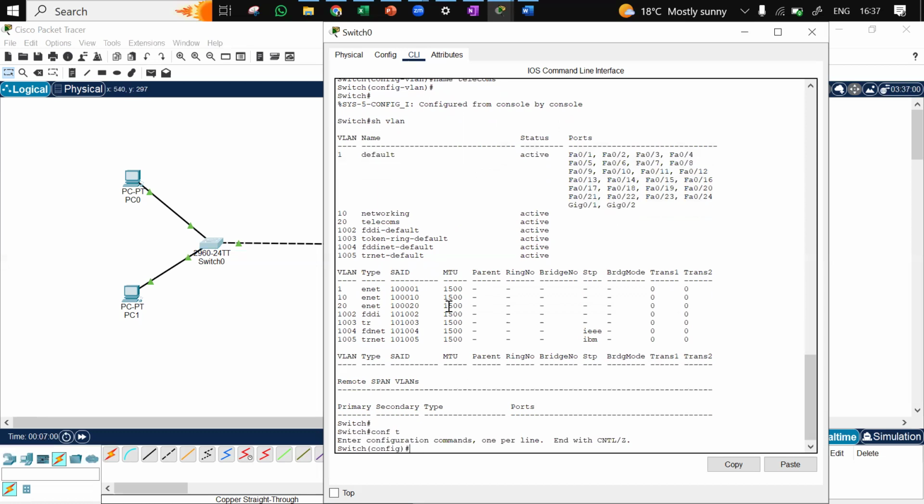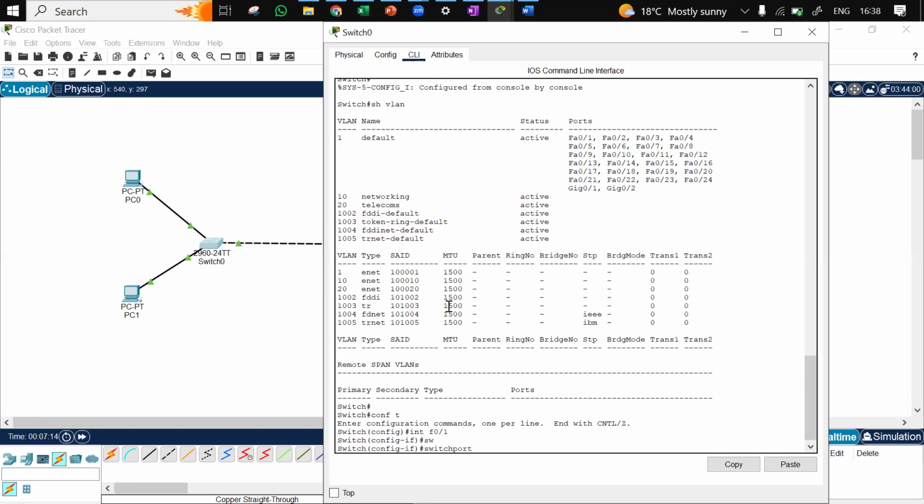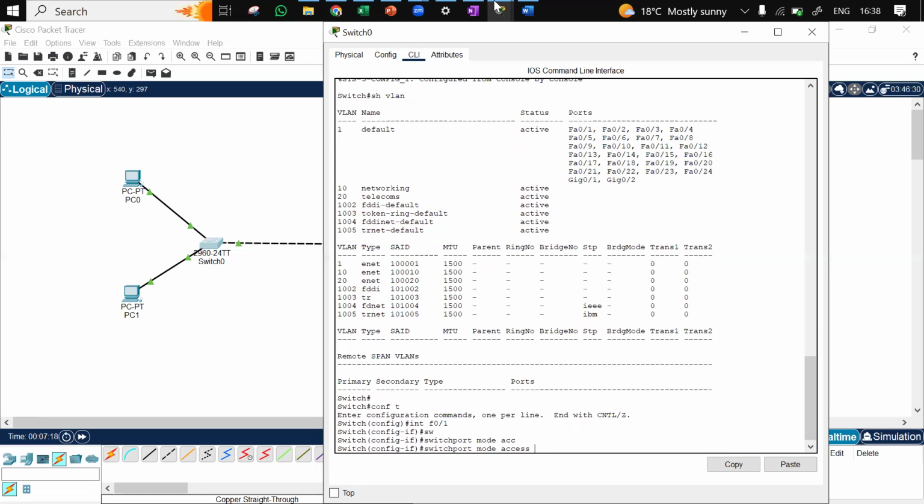The command, unopinda port first. So into port number 1, interface first, and up port number 1. First command, switch port mode access. Switch port mode access.